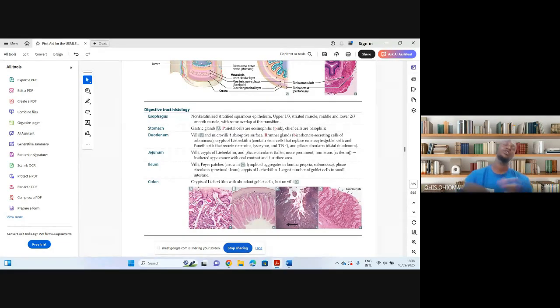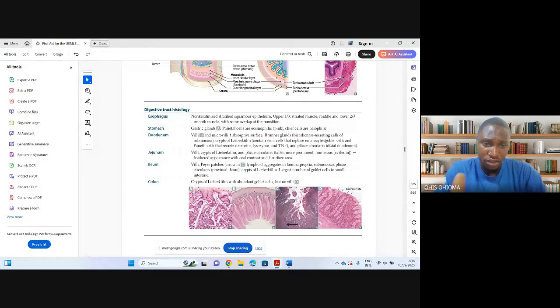The basic function of the crypt of Lieberkühn is that they have stem cells. The crypts of Lieberkühn are like depressions, like pits. These pits have stem cells. Of course, the GI every day goes through a lot of frictional process, so a lot of cells will be lost, and you have to replace those cells. And so the crypt of Lieberkühn comes and does that job.